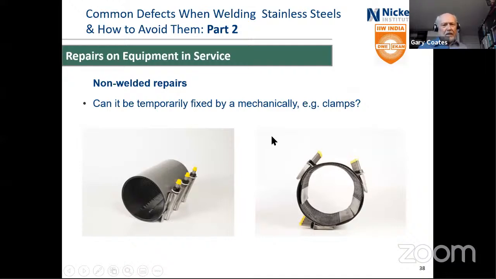So one of the things to think about, though, is can it be fixed temporarily by a mechanical clamp, for example? If it's carrying water or something not corrosive, you can put a temporary clamp on it, and that'll fix it. It may occasionally still leak a little bit, but if it's a non-toxic, harmless fluid, otherwise it's not a big deal. Put a clamp on it, wait till you can shut down the line to fix it properly.